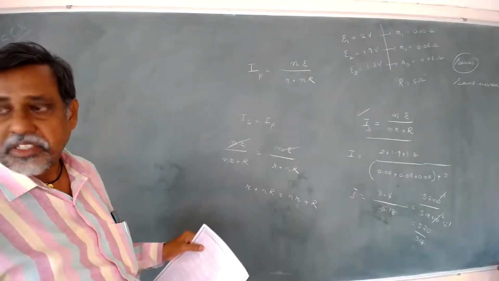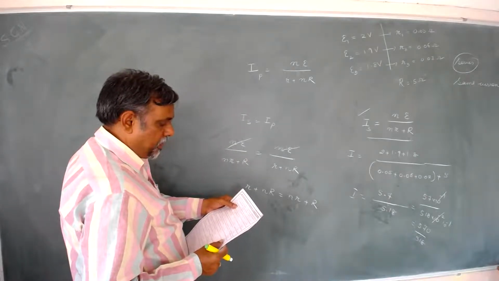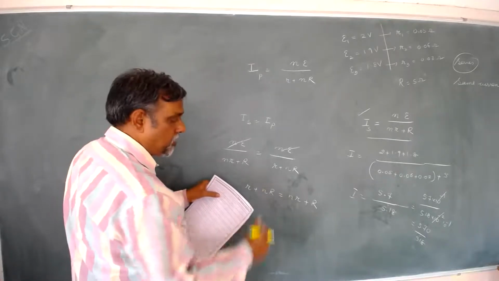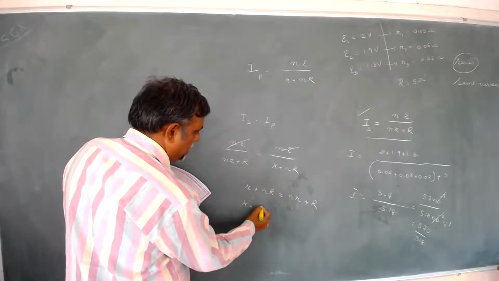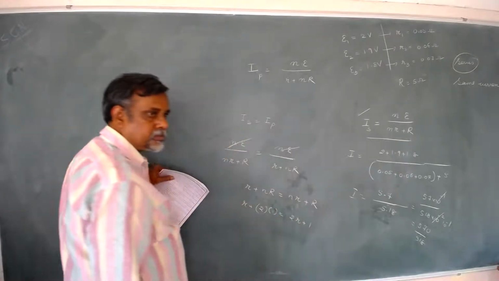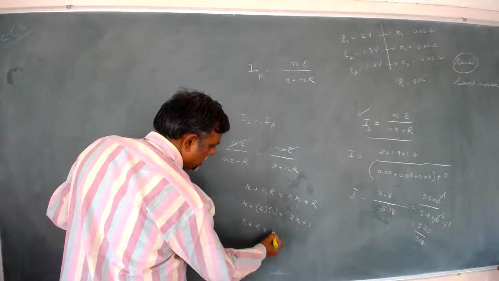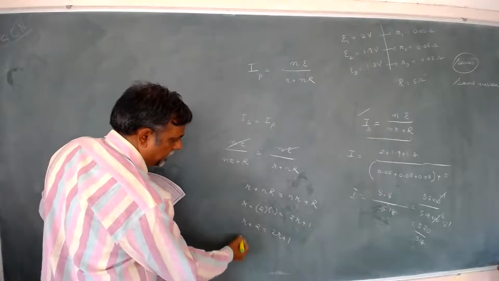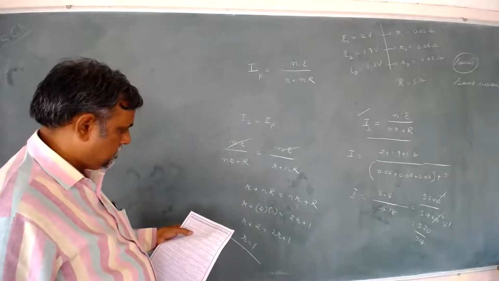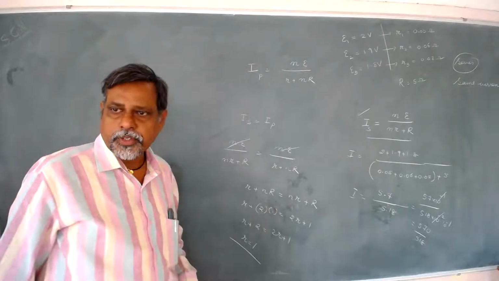So what is the data now? Two identical cells, N is equal to 2, joined together in series or in parallel, give the same current when connected to the external resistance of 1 ohm. Capital R is equal to 1. Understood? So r plus 2r plus 1, so r is equal to 1. Option C is correct.